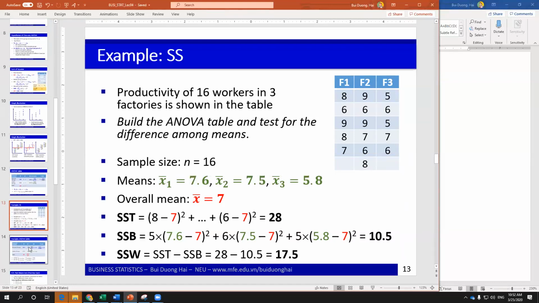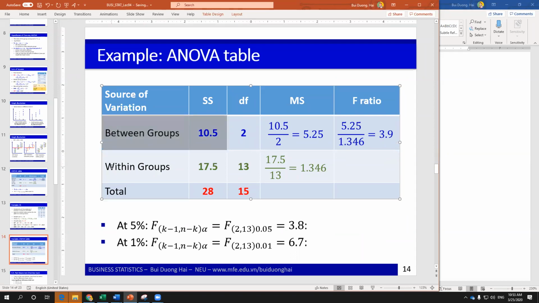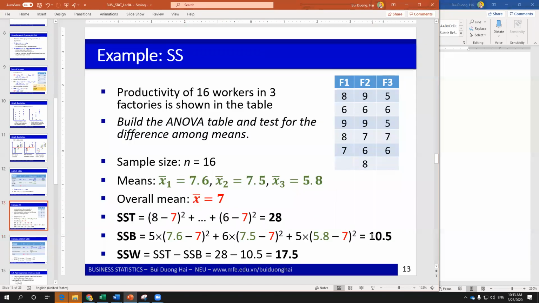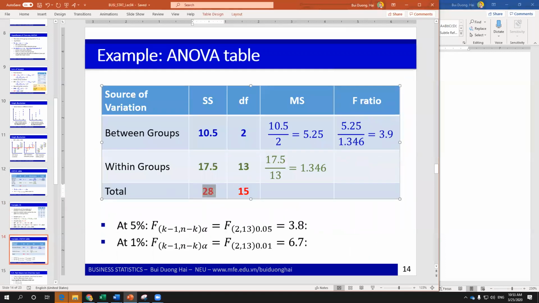Then I have another table. SSB 10.5, SSW 17.5, and of course, SST equals 28. This plus this equals this. Now the degree of freedom, why 2 here? Because K minus 1. How many K is? K is 3. 3 groups minus 1, therefore equals 2.